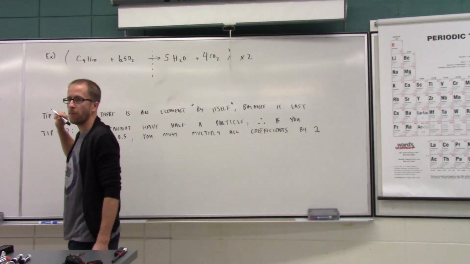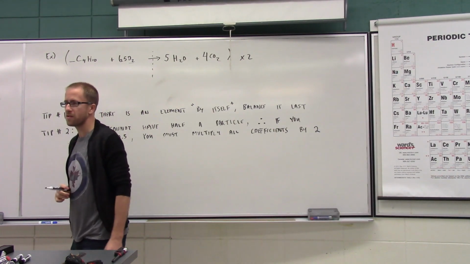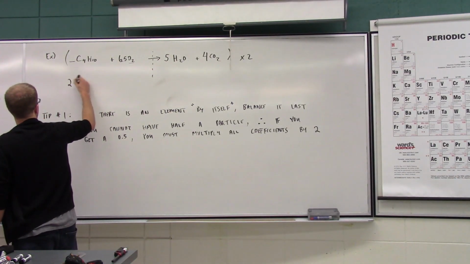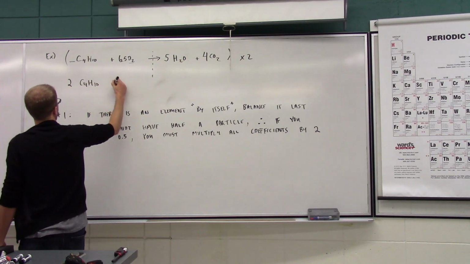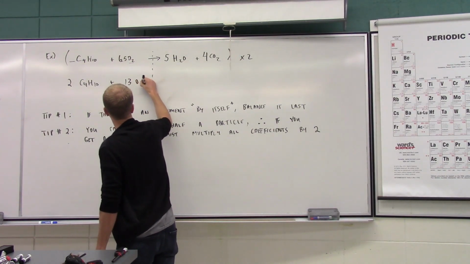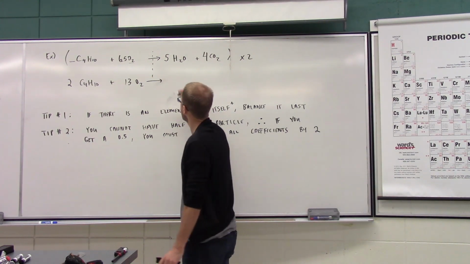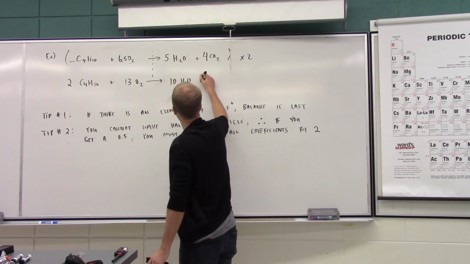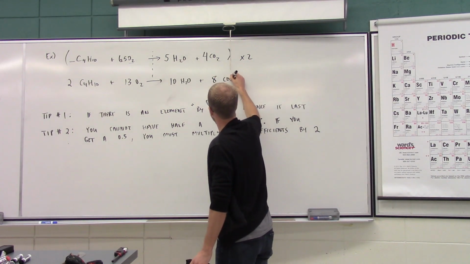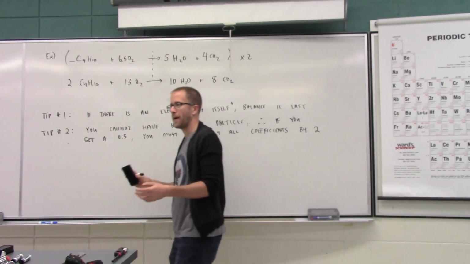How many butane molecules? Remember, if there's no number there, what are we assuming? It's a 1. So what's 1 times 2? 2. So we have 2 molecules of butane reacts with how many molecules of oxygen? 13 molecules of oxygen. And this will produce how many molecules of H2O? 10 molecules of H2O. And how many molecules of carbon dioxide? 8. Right? So now we have a recipe where all of the atoms are balanced out.